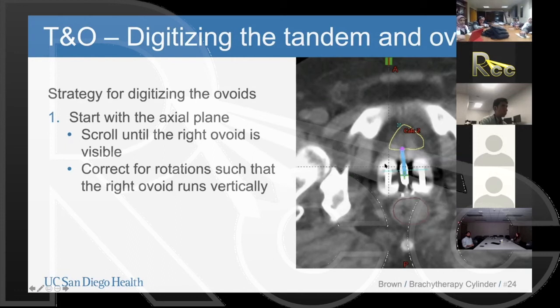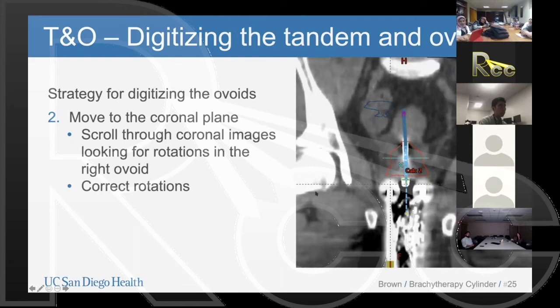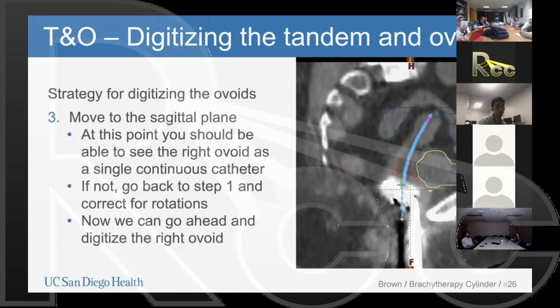If that was the case, I would grab the image and rotate it until running along this plane. As I was scrolling through this plane, I was always seeing that right ovoid. Same thing again. Move to the coronal plane, scrolling through the patient from anterior to posterior and correcting any deviations in rotations that I see here. And then if we've done both of those things correctly, when we move to the sagittal plane, we're going to see this really nice, clean image of the ovoid.